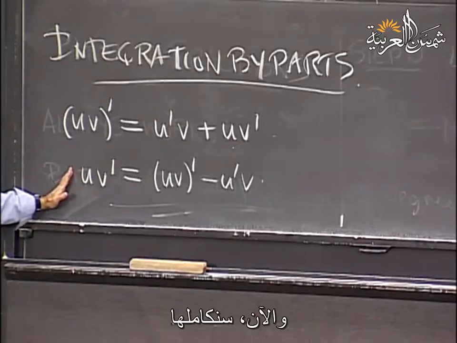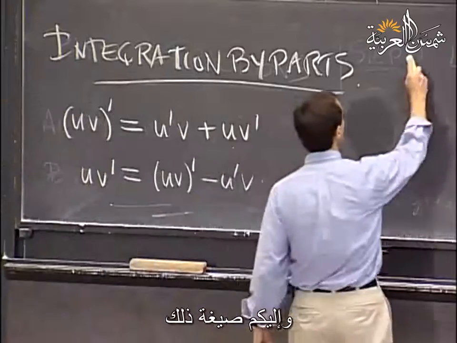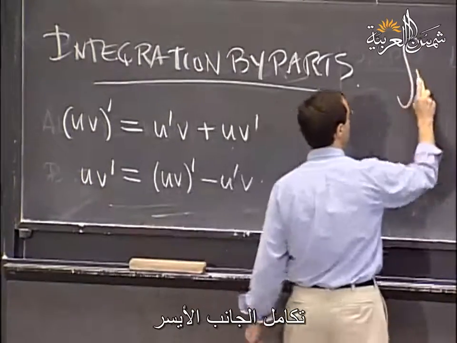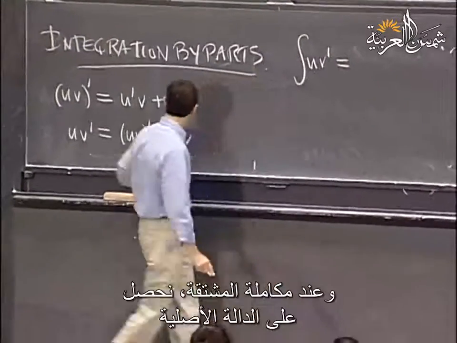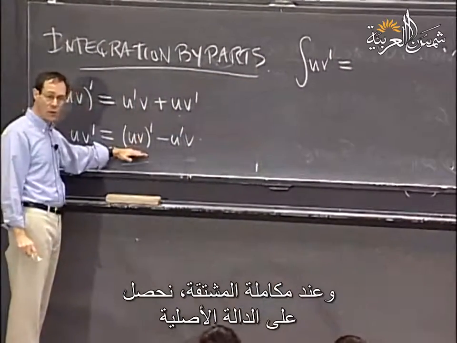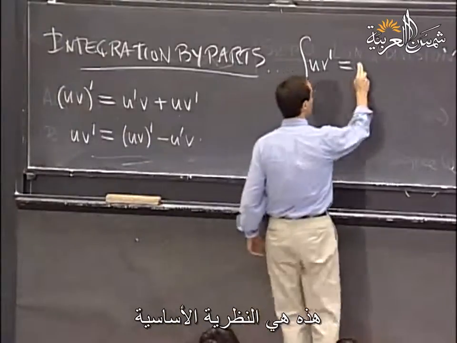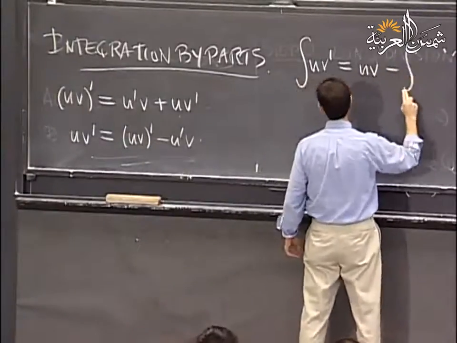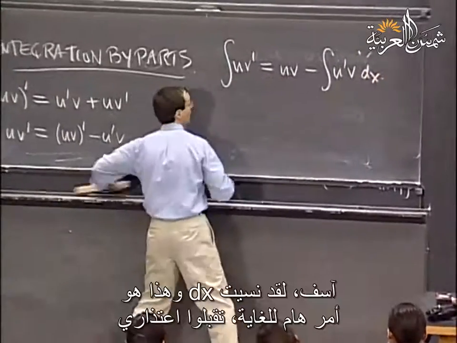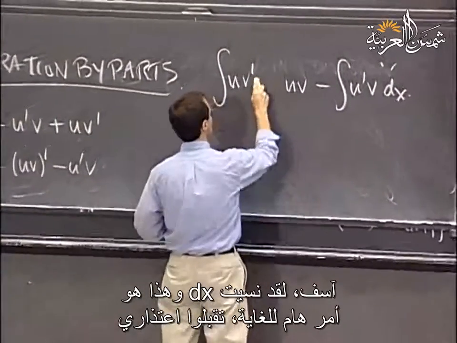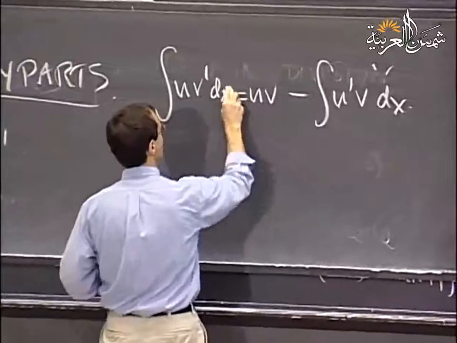And now I'm going to integrate it. So here's the formula. The integral of the left-hand side is equal to the integral of the right-hand side. Well, when I integrate a derivative, I get back the function itself. That's the fundamental theorem. So this is it. Sorry, I missed the dx, which is important. I apologize. Let's put that in there.